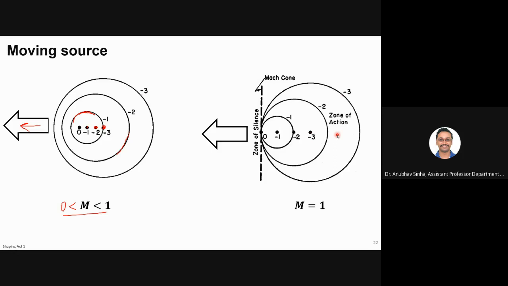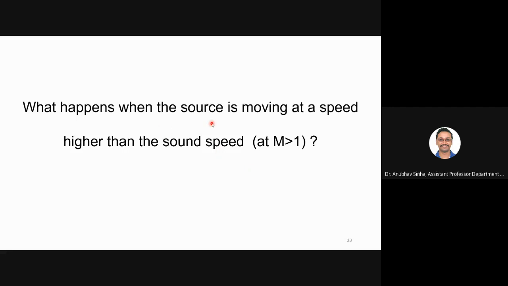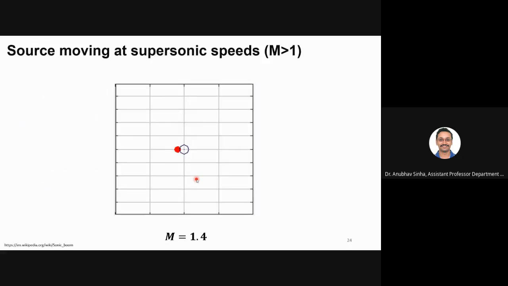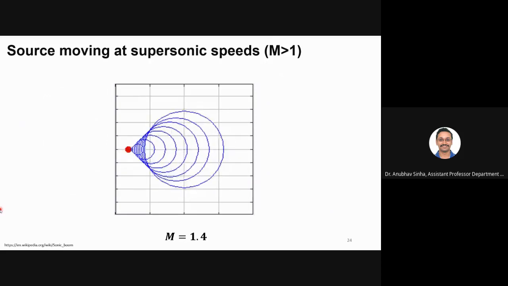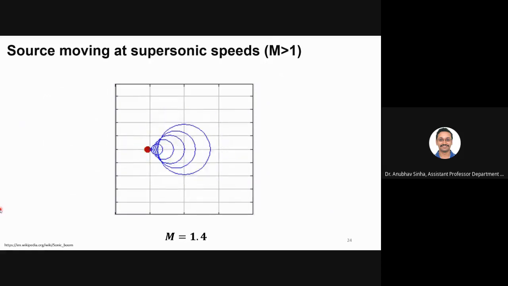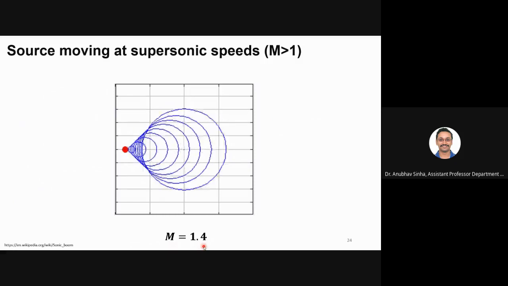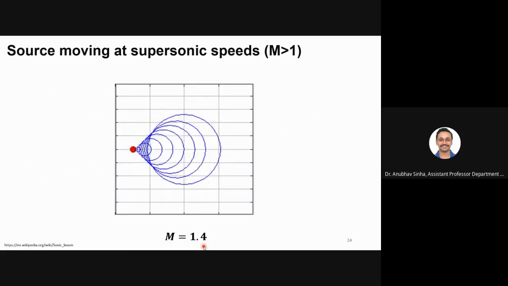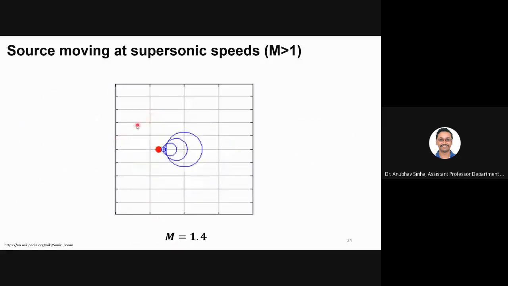Let me show you a video. This is the question: what happens when the source is moving at a speed higher than the speed of sound? When the Mach number is more than one, it will look something like this. The different circles are the waves which are getting produced, but the source is moving faster than the wave because it has Mach 1.4. So the source is moving 1.4 times the speed of sound. What is the shape that you are getting? If you focus on this part, can you tell what the shape is? Can you see something like a cone here? Yes, cone. So something like a cone is getting formed. This is called the Mach cone.